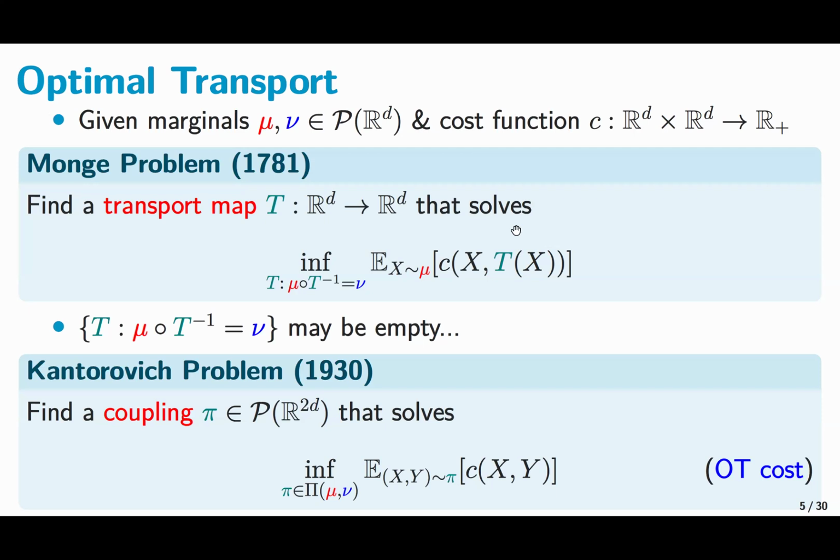Also, in the Kantorovich formulation, there's always at least one coupling, right? You can take the product of the two marginals. That is a valid coupling. So this domain is non-empty. And also, as long as the cost function is lower semi-continuous, which is a very weak assumption, there is always at least one optimal solution to the Kantorovich problem, which is more convenient than the Monge problem.